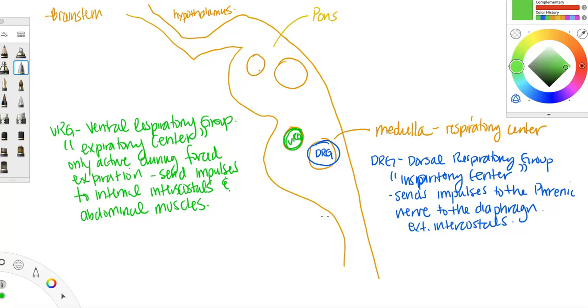Okay, so this is the main two things. Remember, the medulla is where the respiratory center is, and these two nuclei are part of that. It's what allows us to breathe at all. So the medulla sets the rate and rhythm of normal breathing.